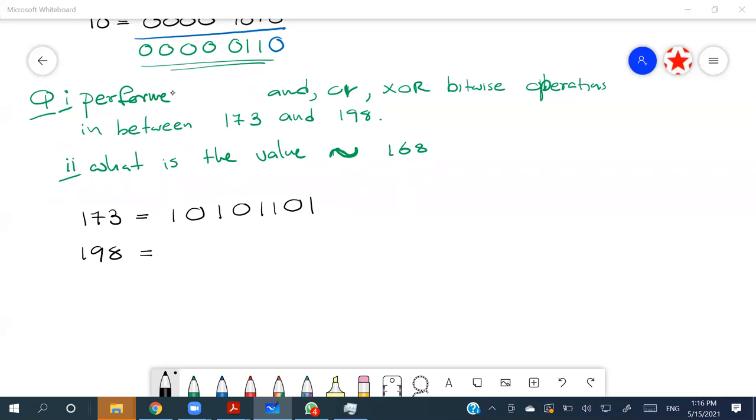Right, so 198, it is 11, triple zeros and 100. Right.